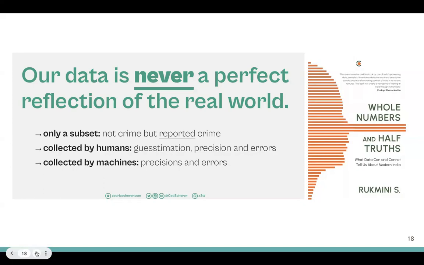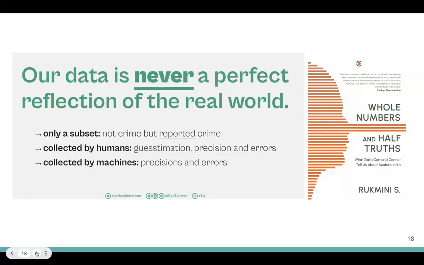Our data is never a perfect reflection of the real world. Only a subset of data gets reported in many social scientific contexts. We've talked about that before in previous sessions. And there are errors associated with it, whether it's collected by humans or machines. So the data is never perfect to begin with. That's something to keep in mind just from the ground up.